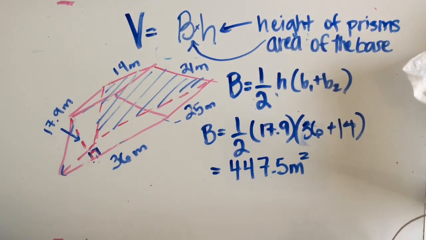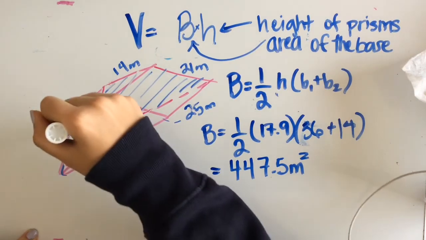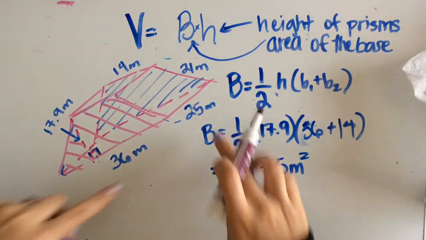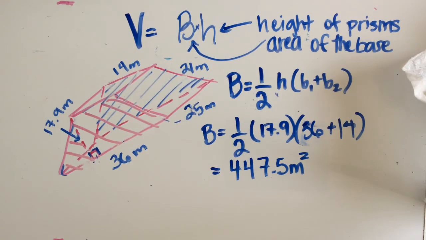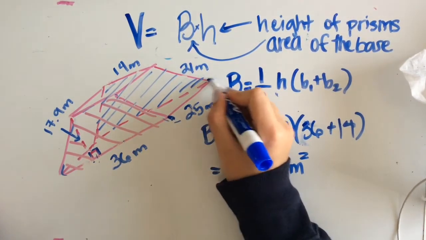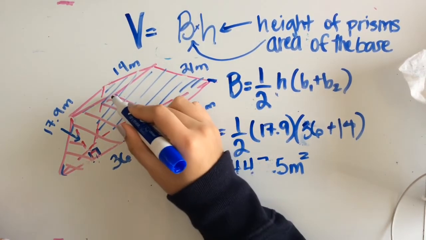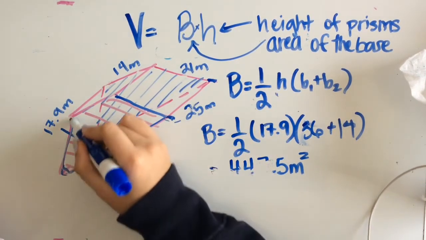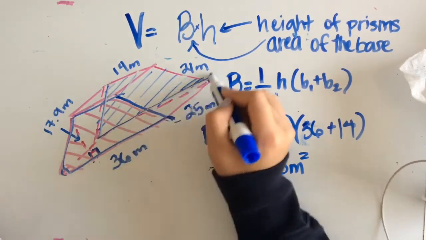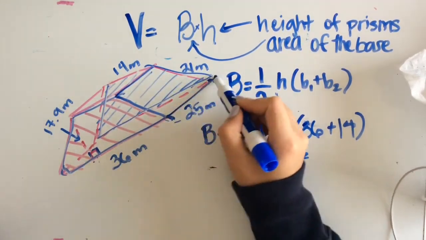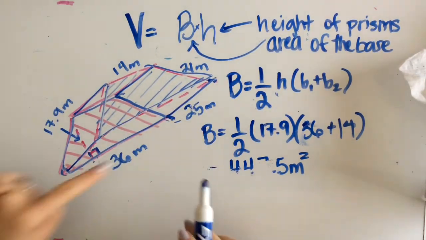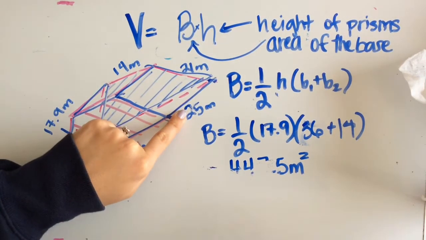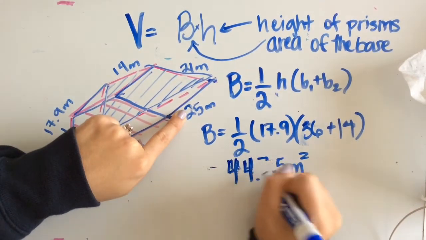So I find the height of my prism by identifying my two bases, right? Which we've already figured out. It's this front face and that back face, okay? So the height of my entire prism is the distance between those two bases. So it's from this base to that base. So it's this distance, which is going to be the same for all of these. And it tells me the distance is 25. Whoops, I erased everything.